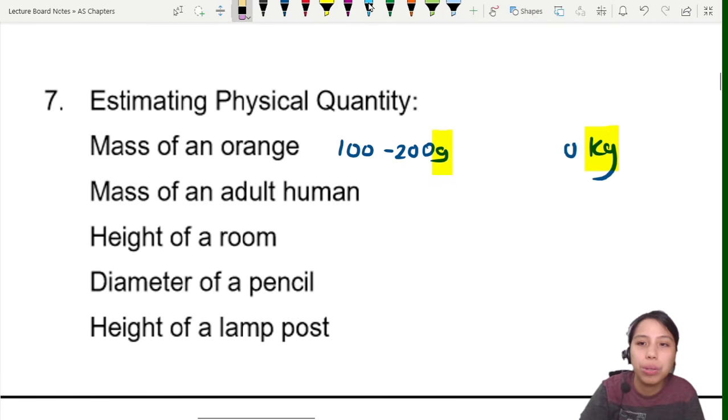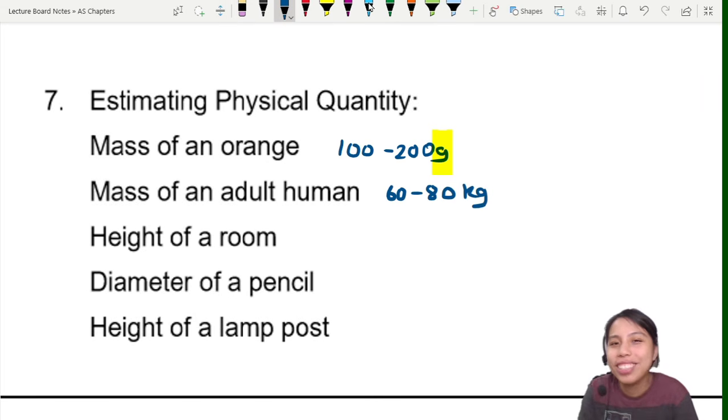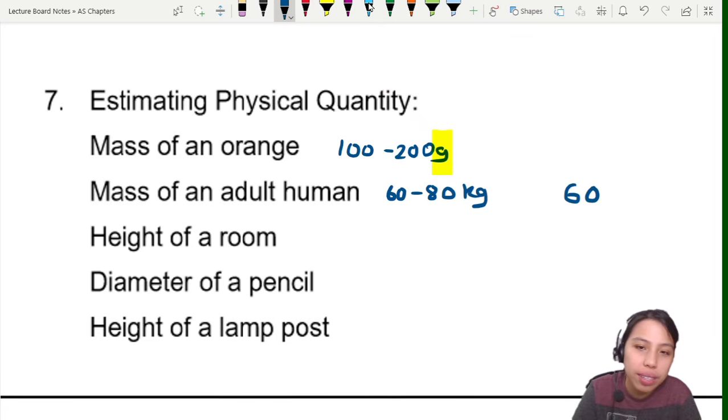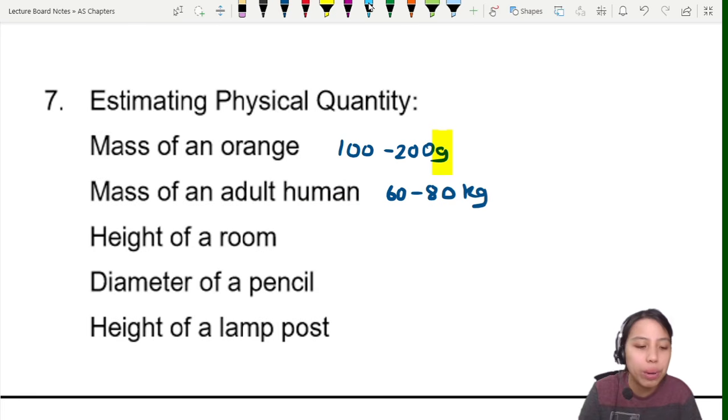Not possible. Adult human, depending on whether you're a guy or a girl, you might have a very different range. So somewhere between, anywhere from let's say median, 60, 80, somewhere there. Also depends on which country you are from. Kg is what tells us. If you see something that says 60 to 80 micrograms for a human, nah, the prefix is wrong. So the prefix should give you a sense of how heavy things are.